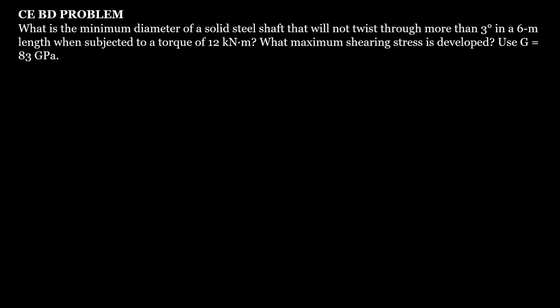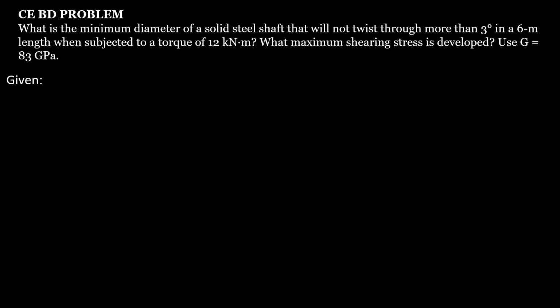Our board problem is all about torsion, and allow me to read the problem. What is the minimum diameter of a solid steel shaft that will not twist through more than 3 degrees in a 6-meter length when subjected to a torque of 12 kilonewton meter? What maximum shearing stress is developed? Use G equals 83 gigapascal.